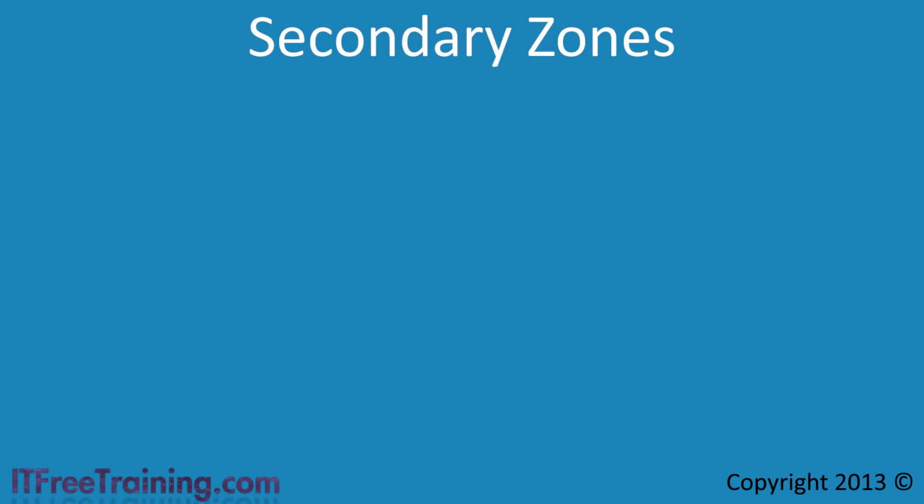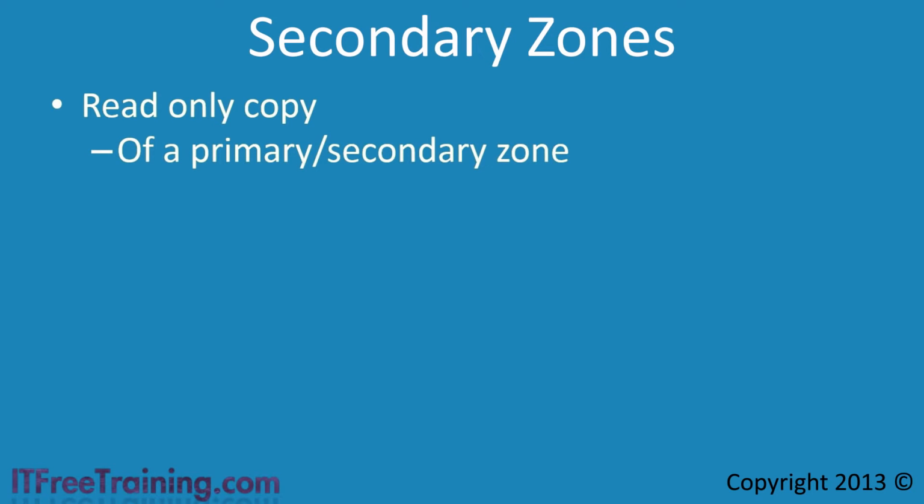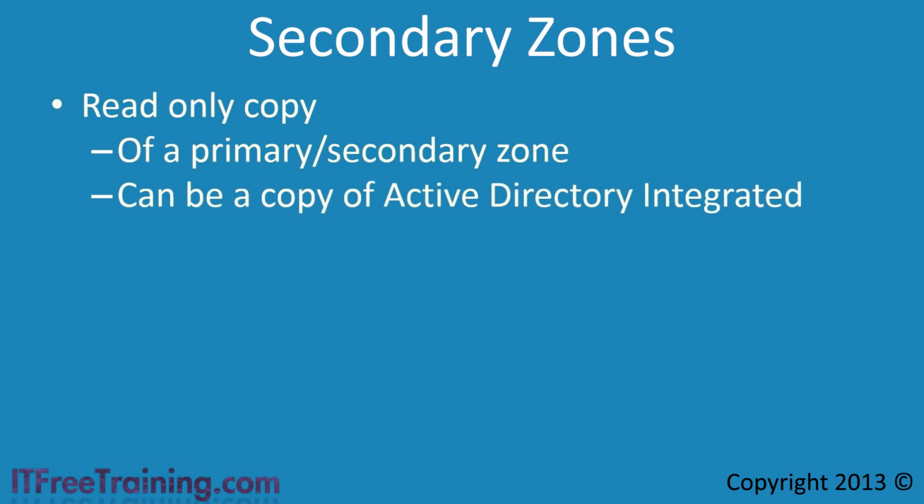The next type of zone is a secondary zone. A secondary zone is a read-only copy of another zone. This can be a copy of a primary zone or another secondary zone. Remember that an Active Directory integrated zone is a primary zone, so a secondary zone can be a copy of an Active Directory integrated zone.